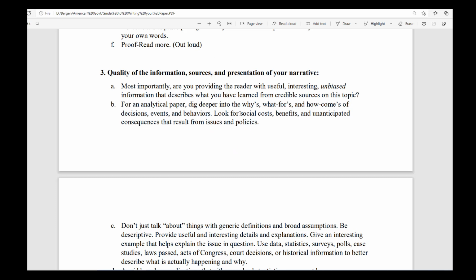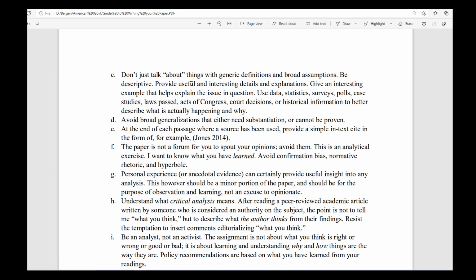You're looking for things like social costs, benefits, or even unanticipated consequences from these behaviors or from policies that are passed that people then work around, and it creates yet still more social costs. You want to use information and be descriptive in telling me what you've learned, so you want to dig a little bit deeper. So you just don't talk about things with generic definitions and broad assumptions. You want to be interesting, be descriptive, provide details and explanations, examples that help explain what's going on.